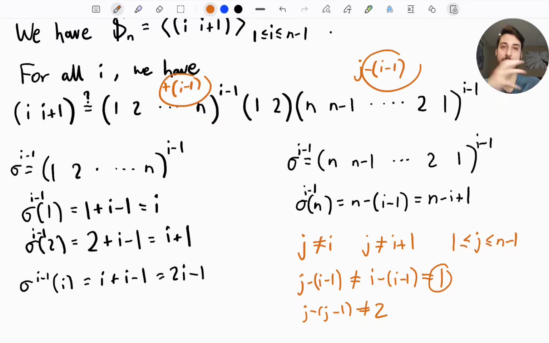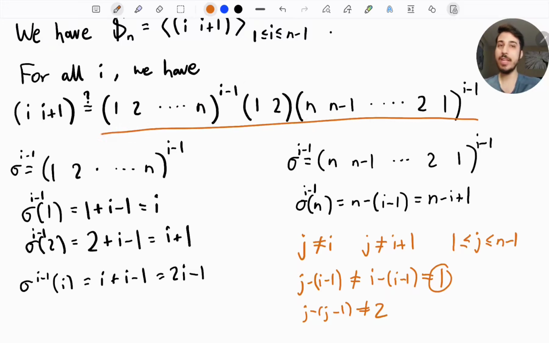You know, we went from j to j. So we fixed j. And all of that is because we did not end up in the cycle that changed 1 to 2 or 2 to 1. And that's why the right-hand side fixes any j that is not i nor i plus 1, the same way that the left-hand side does.